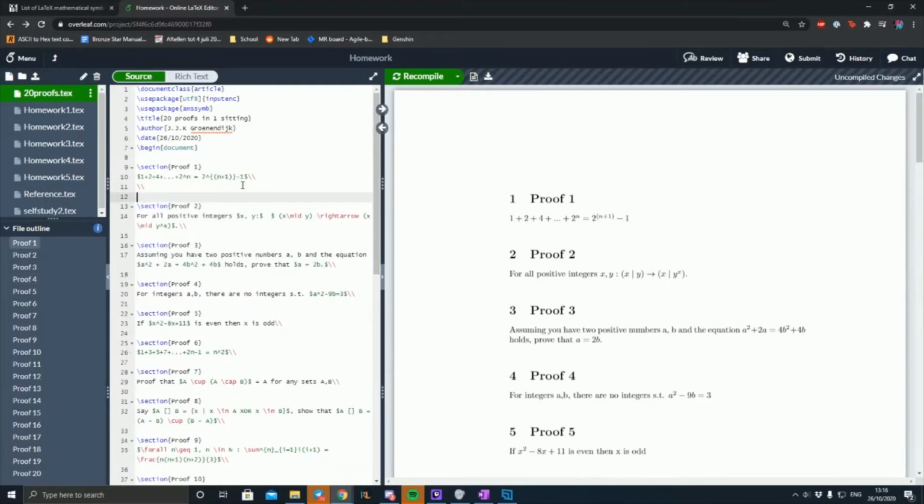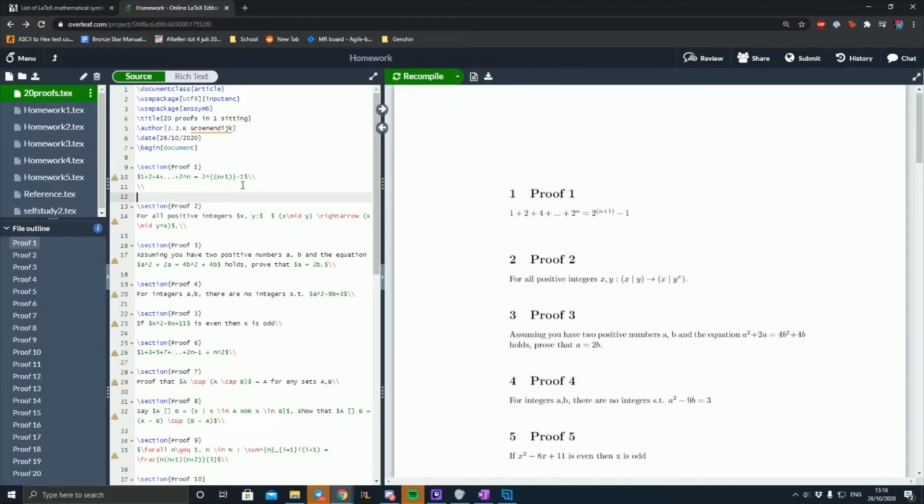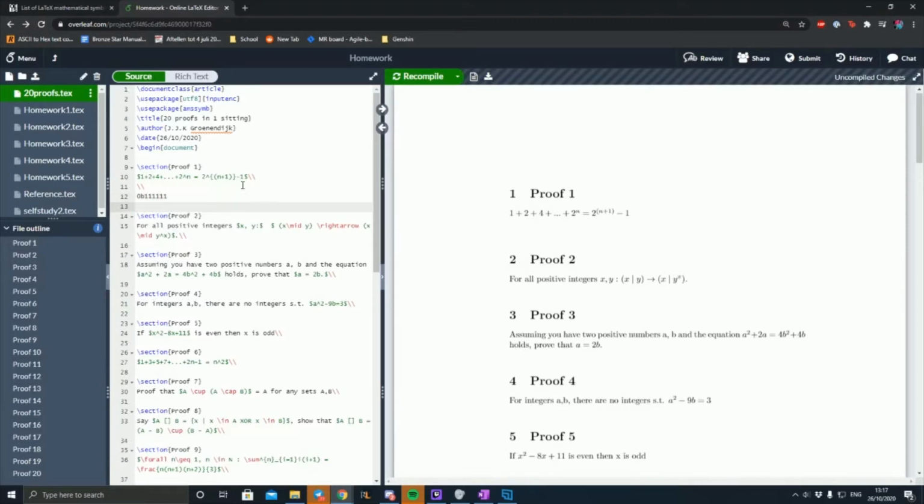We have a proof that the sum of all the powers of 2 until 2 to the power n is equal to 2 to the power n plus 1 minus 1. Now I know for myself that this is true, because in binary this would look like this, and that is equal to 0b. So I know that this will hold, but now we have to prove it using the expected, official proving method.